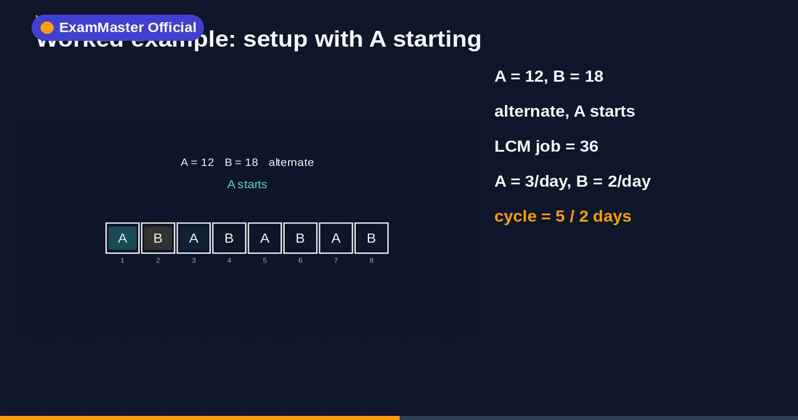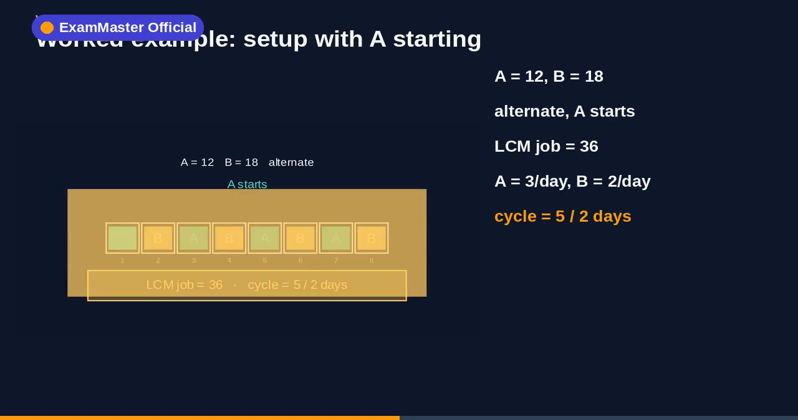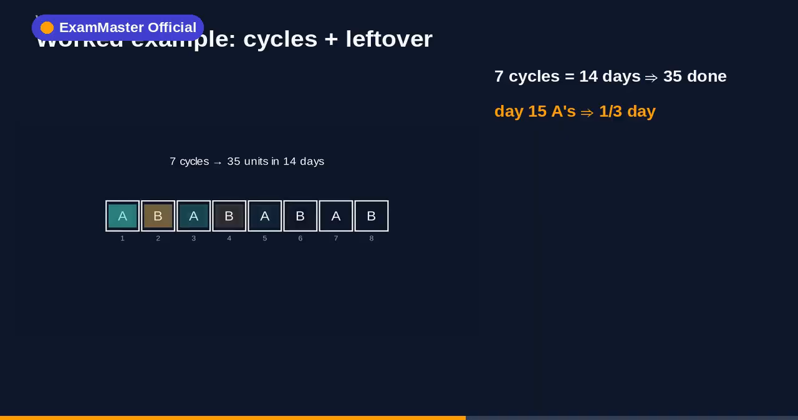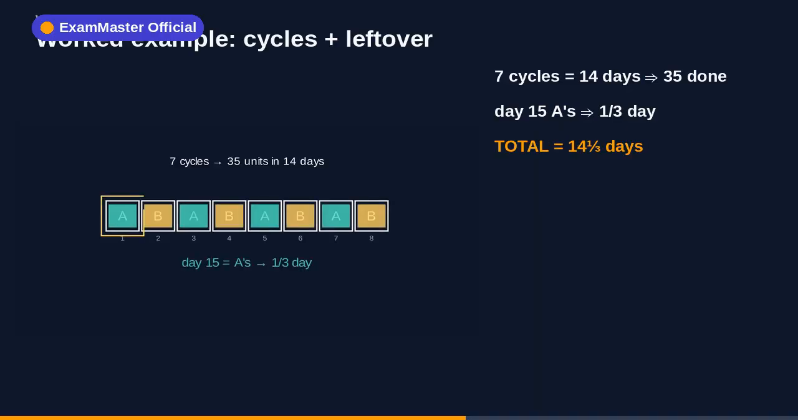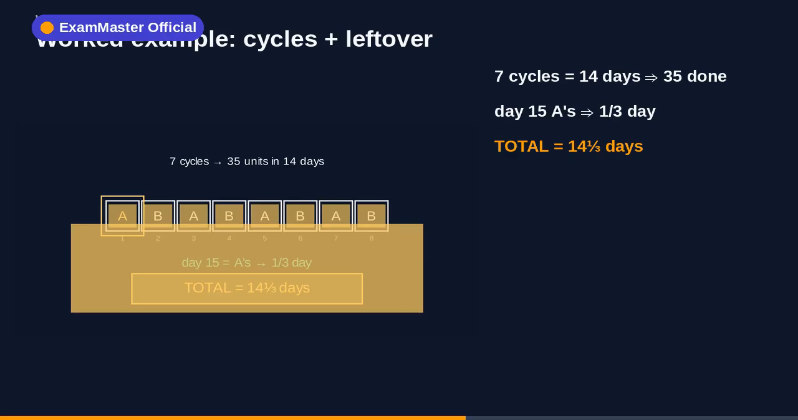Build LCM job and cycle from A equals 12, B equals 18, A starts. Job equals 36 units. A equals 3 a day, B equals 2 a day gives 5 units per 2-day cycle. 7 cycles gives 35 units. Day 15 finishes 1 divided by 3 a day, which gives 14 1/3 days.